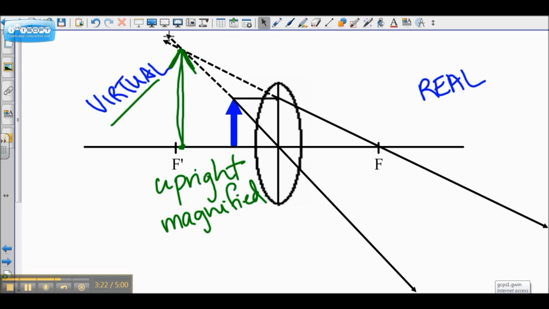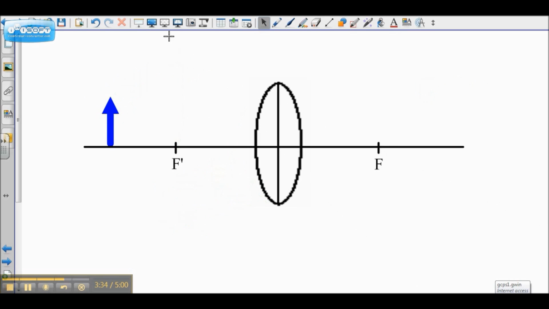Why would the image be virtual? Because the real light rays do not converge. Hence you can see it magnified, magnifying lens. Our second one is going to be an object held between F and 2F. So here's F, so twice that distance, our object is between.